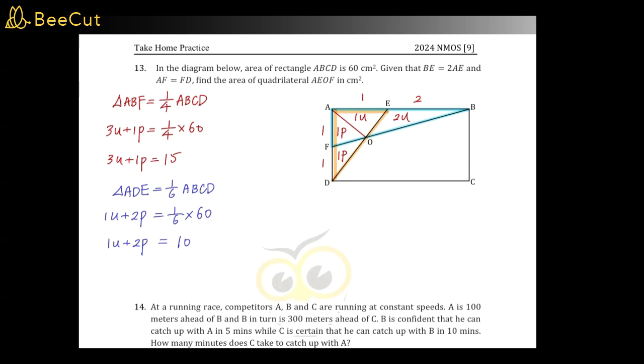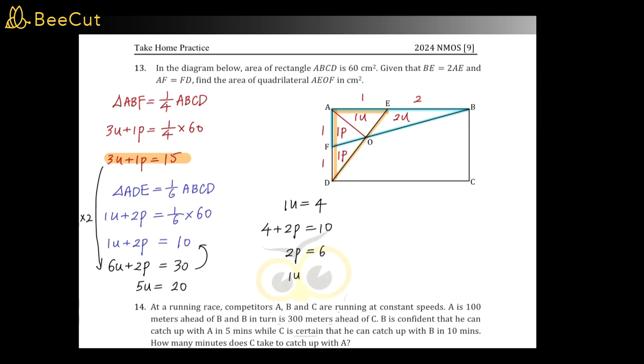Right, let's make use of the two equations. Now we can take the first equation times 2. So 6u plus 2p equals to 30. And we find the difference. Difference is 5u. 5u equals to 20. So 1u is 4. And then we can find the value of 1p. Because 1u plus 2p is 10. So 4 plus 2p equals to 10. 2p equals to 6. 1p equals to 3.